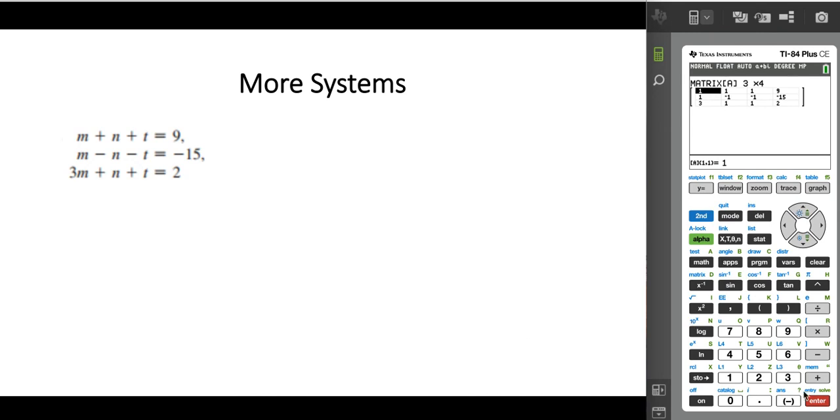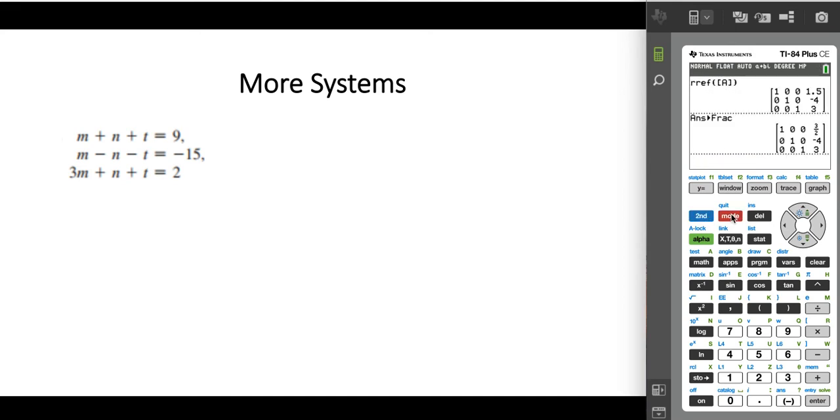So make sure that you have all of these coefficients correct: 1, 1, -11, 1, -11, 9, -15, and 2. So I did a quick check. Once you know you have all of those, press second and quit.